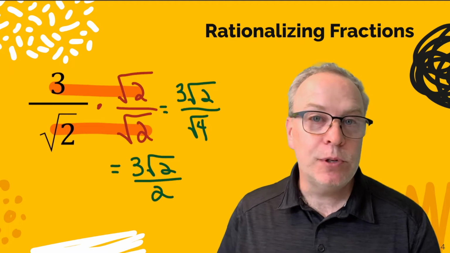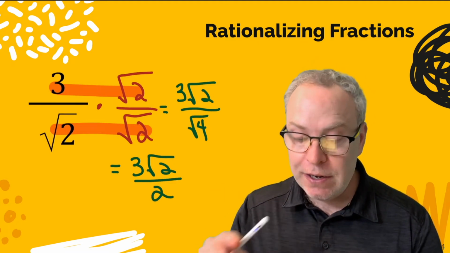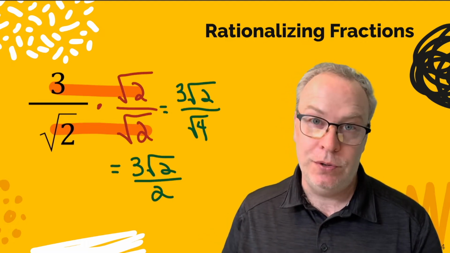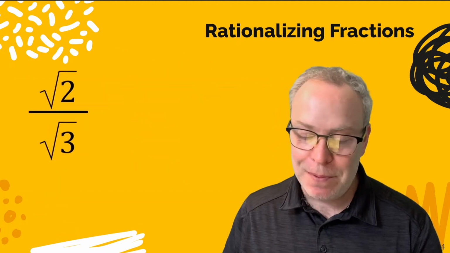So if you're on a multiple choice test, for example, and you got 3 over radical 2 as your answer, you're going to need to look for 3 radical 2 over 2 because that's the answer that's going to be there. Okay, let's get to the second example here.